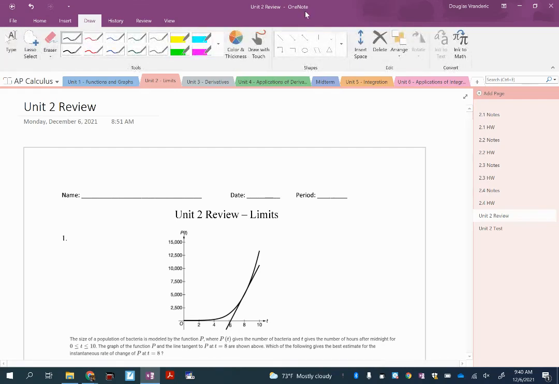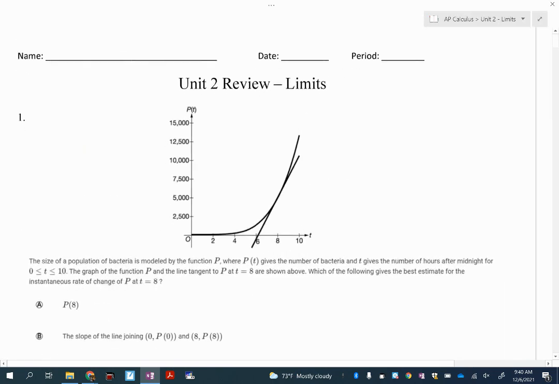Unit 2 review over limits. So I'm going to go through all these questions, and hopefully have a chance to go over anything you're still confused on with me in class before we take our test on limits. All right, so let's get started.